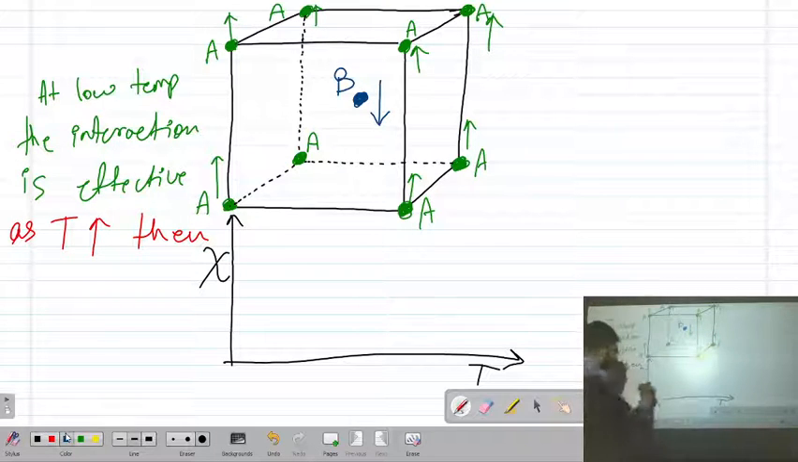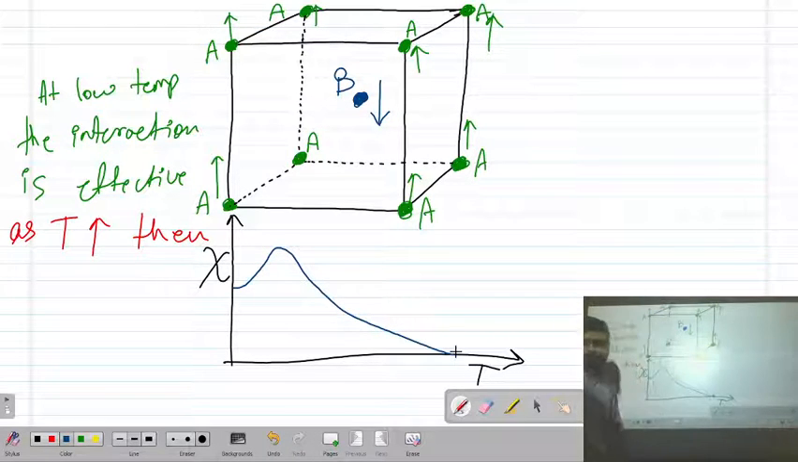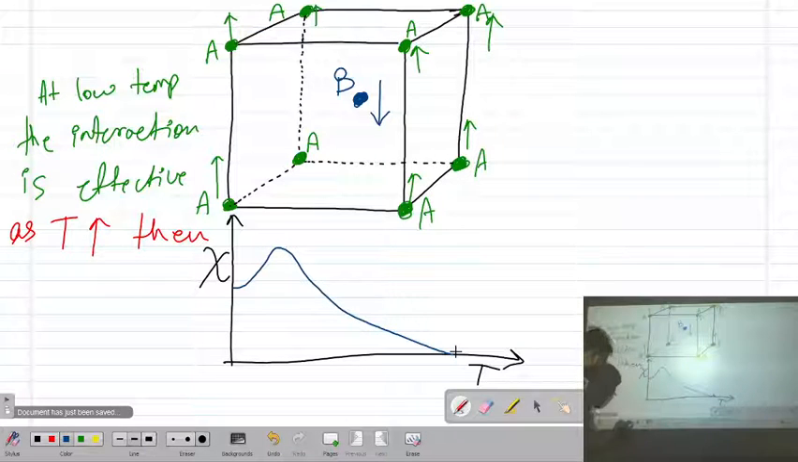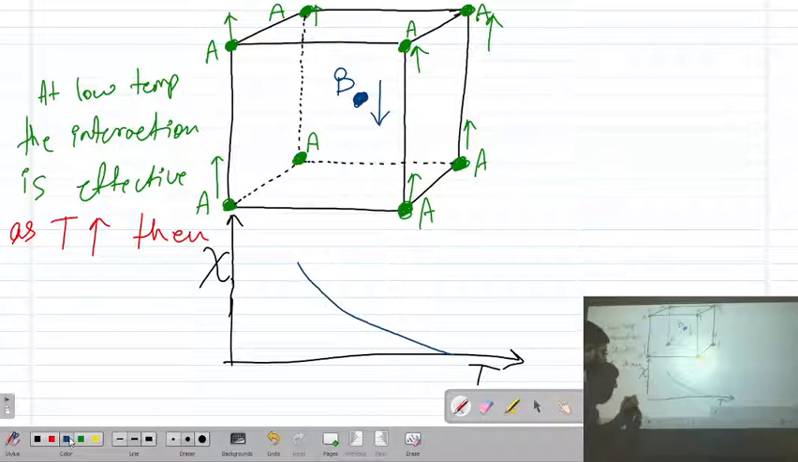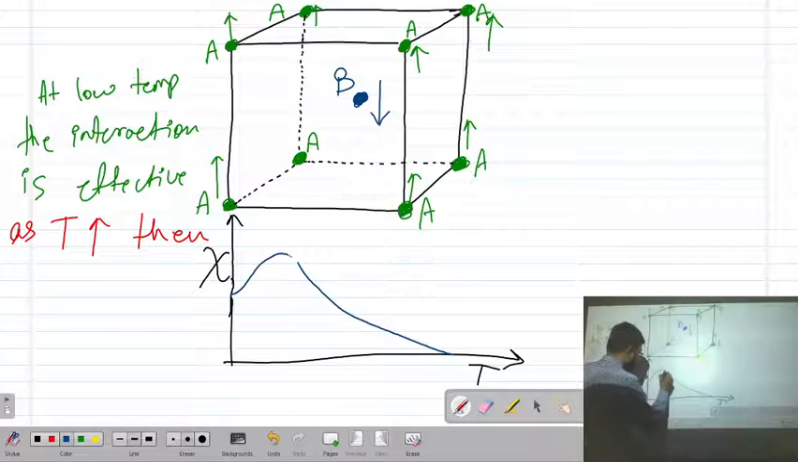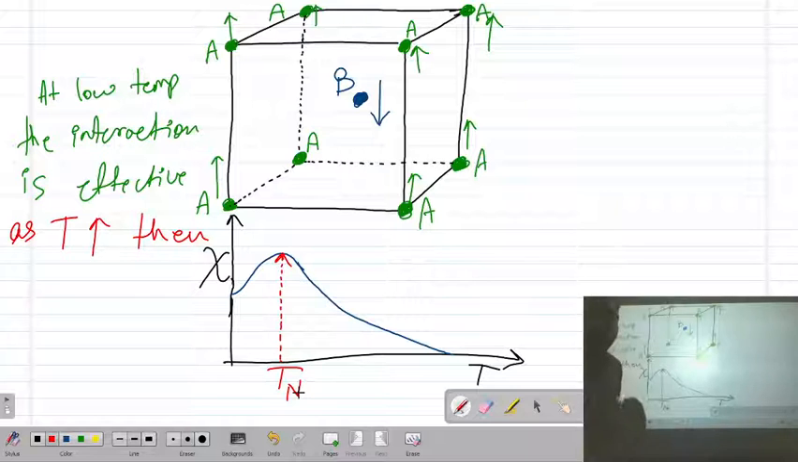You will find that it's having this kind of curve. A little bit more unsharp over here, it's my mistake. Right? Over here, this is the Néel temperature. This is the Néel temperature point. This is T of N.